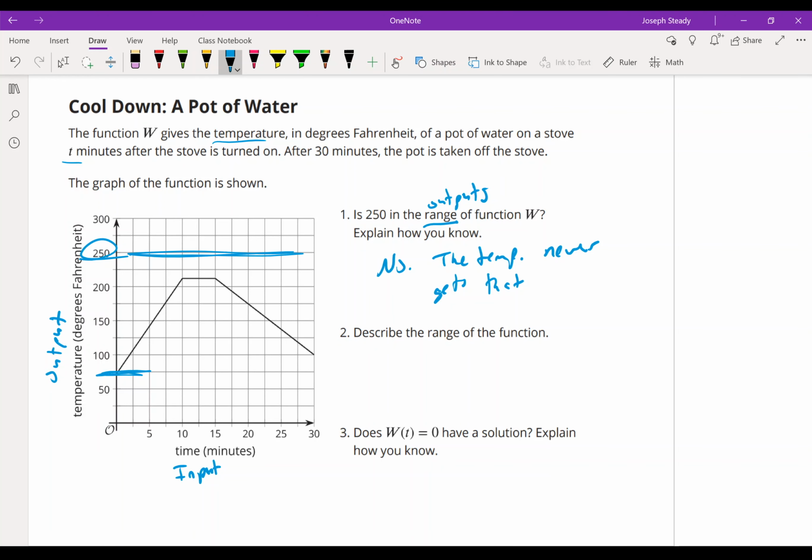So I can see by looking at the graph that the lowest my function ever reaches is right here, which is 75 degrees. And the highest it ever reaches is right here, which is about 212 degrees. So that means here that the range for this function is any temperature from 75 degrees Fahrenheit to 212 degrees Fahrenheit.